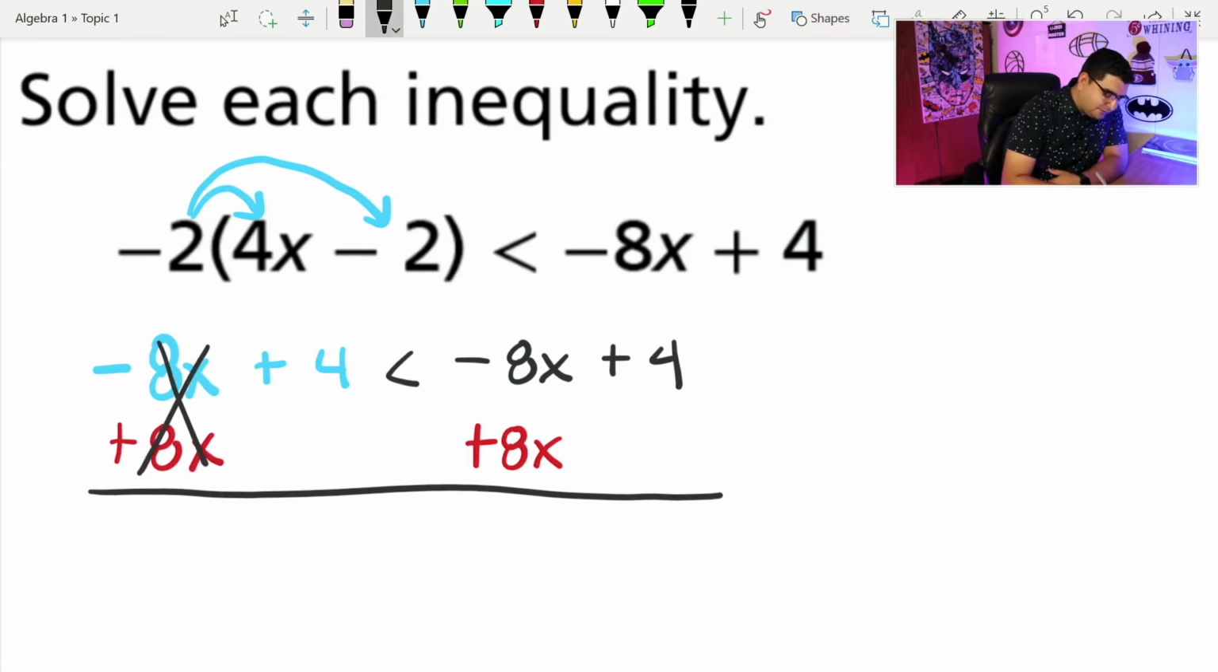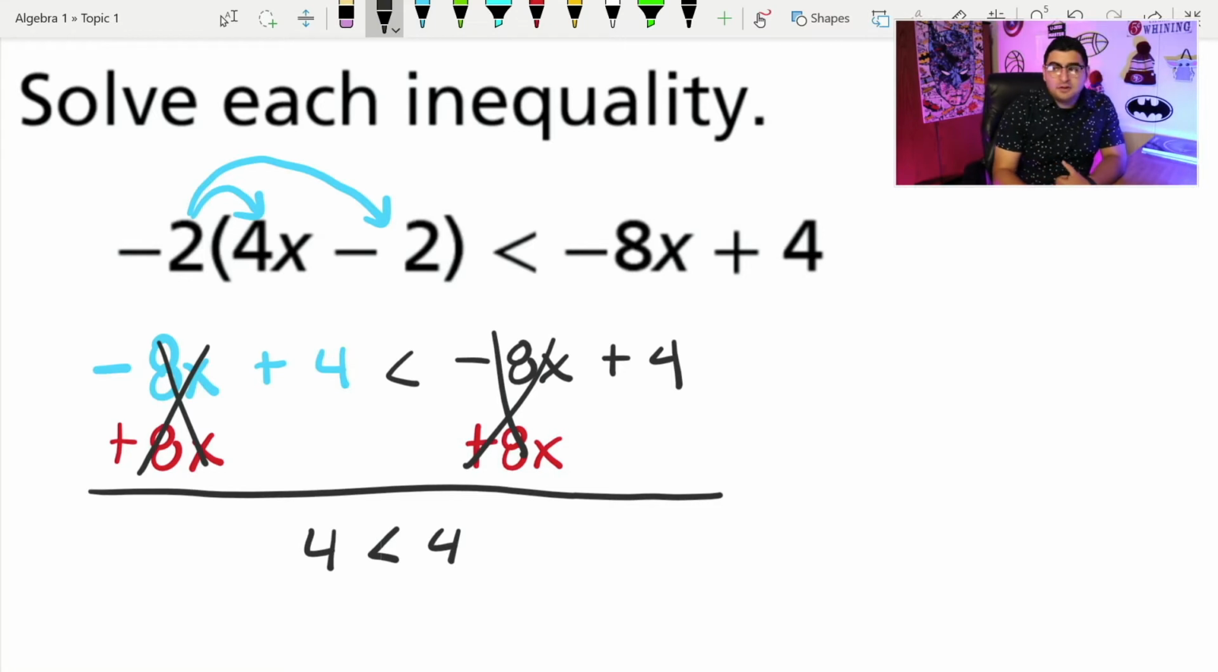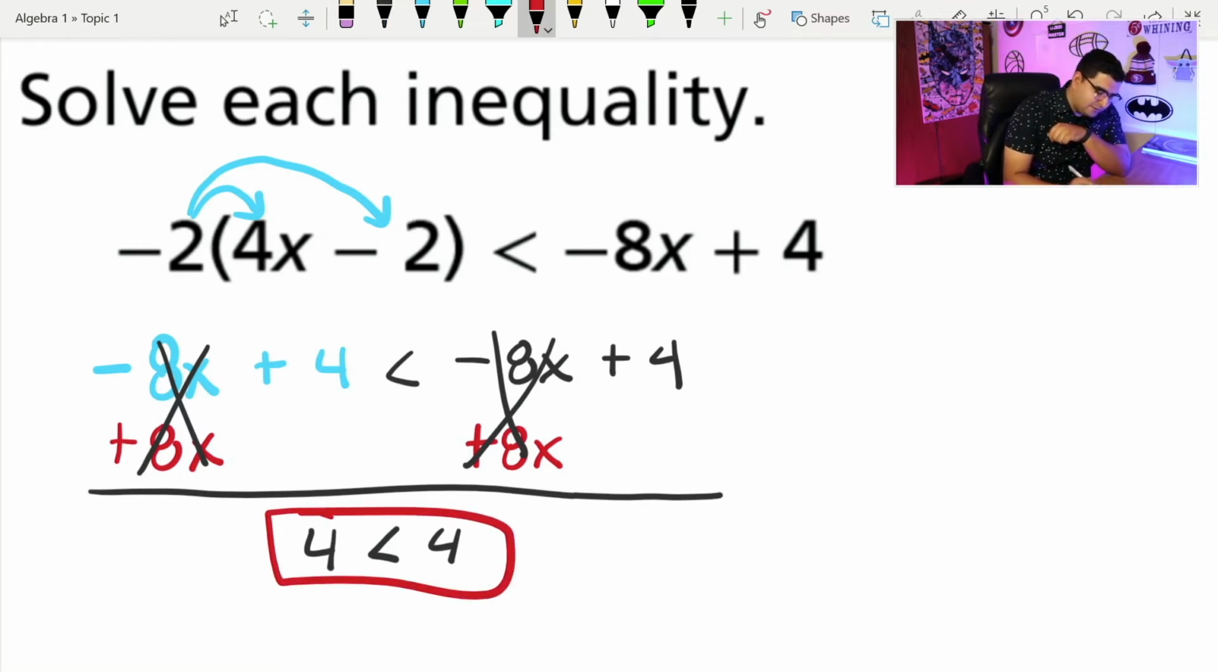And what that leads to is our variables canceling out completely and leaving us with the statement 4 is less than 4. Now this is our first special case, where our variables cancel out and we're left with the statement of 4 less than 4. Depending on what this statement says is what will determine what our special solution is.